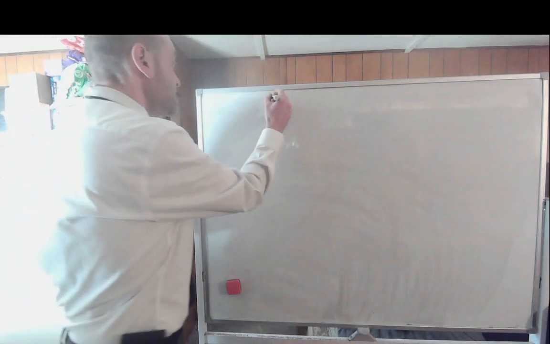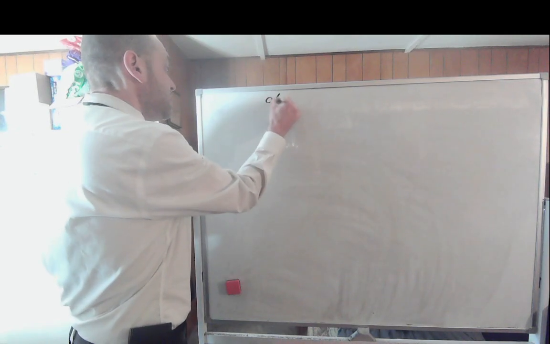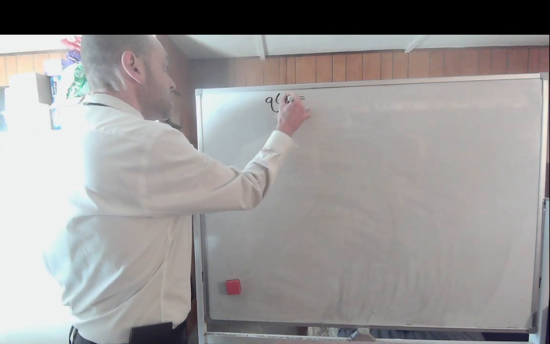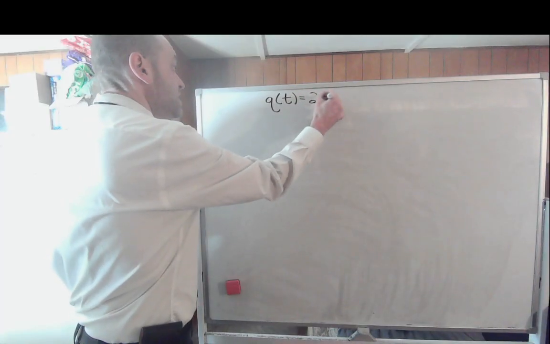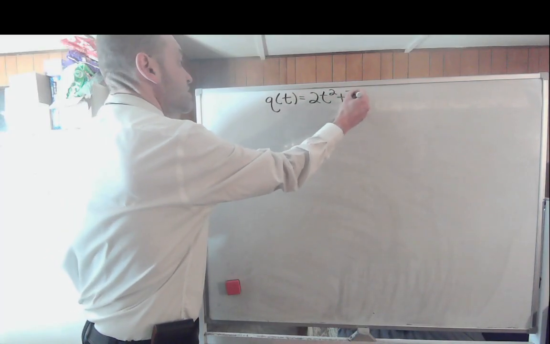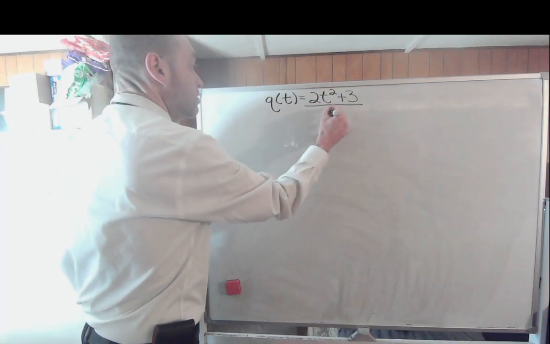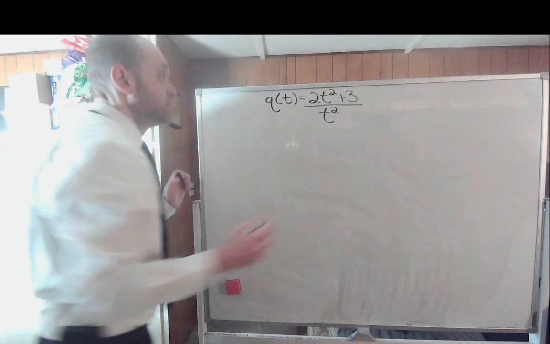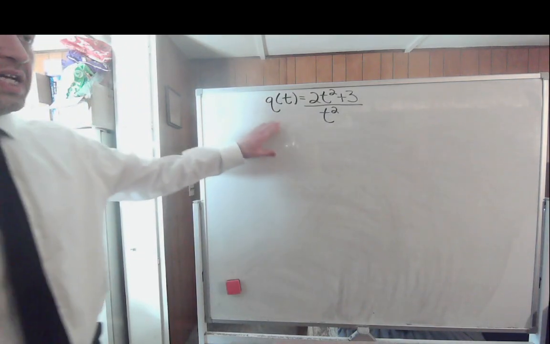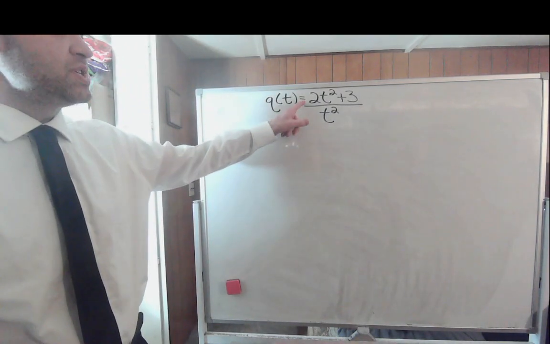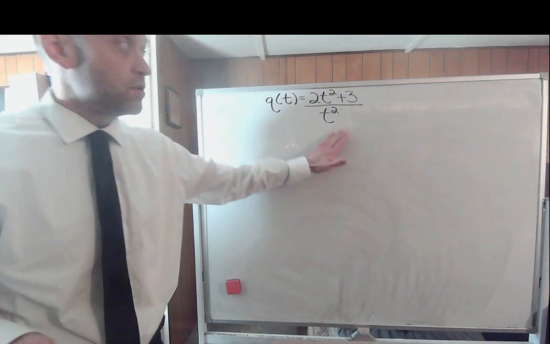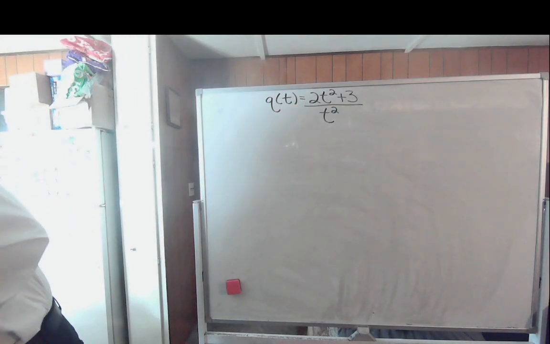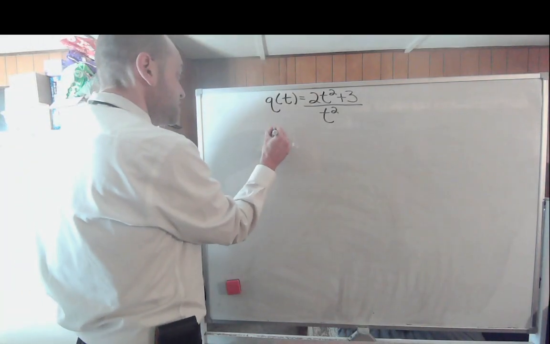All right, let's see. We have Q of t equals (2t squared plus 3) all over t squared. So here's another function of t. Q of t equals (2t squared plus 3) all over t squared. So let's find Q of 2.